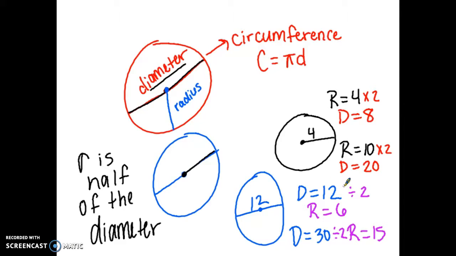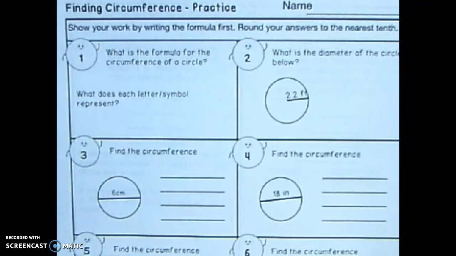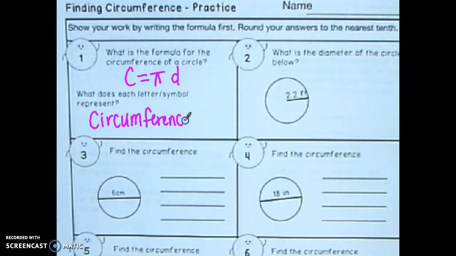So now that we know that relationship, we can use this to find circumference of a circle. So on your circumference sheet, finding circumference practice, it says, what is the formula for circumference of a circle? The formula is circumference, C, equals pi times diameter. What does each letter represent? So C equals pi times D. C is circumference. This symbol is pi, and the D is diameter.